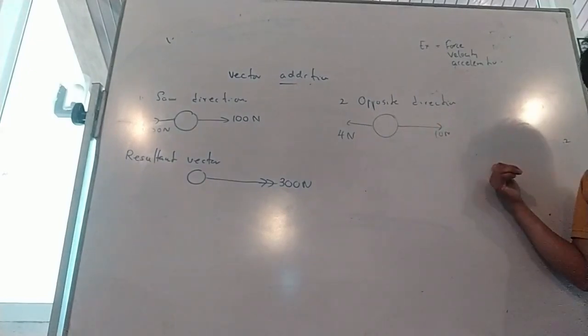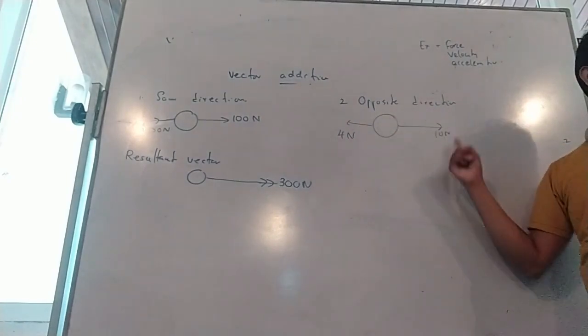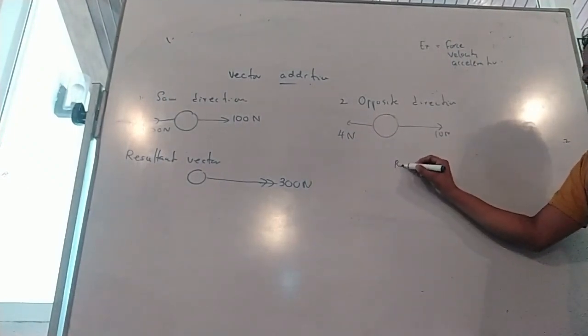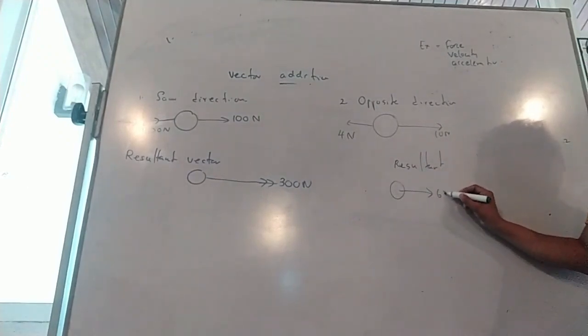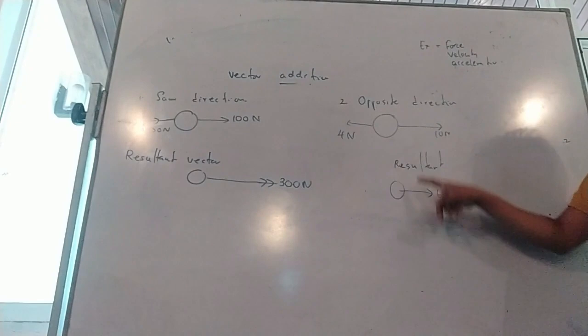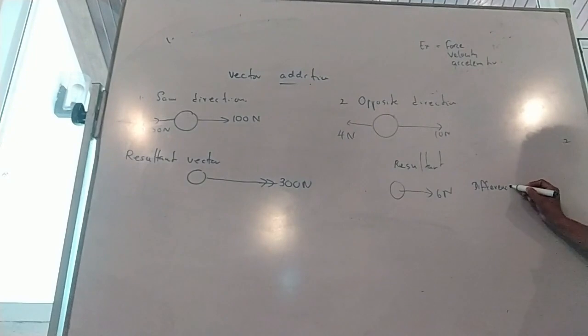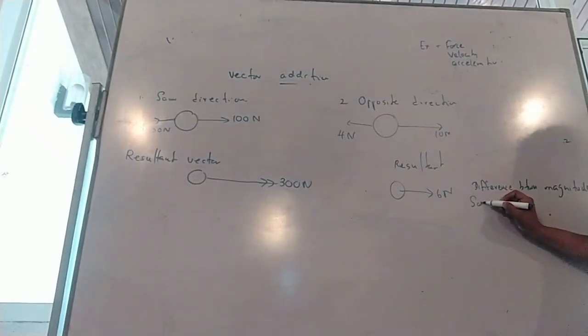That means it will go in a way that the force applied is the difference between these, the large one minus the small one. So therefore the resultant vector will be 6 newtons towards this side, in the same direction as the large one. So this is the difference between the magnitudes, in the same direction as the larger force.